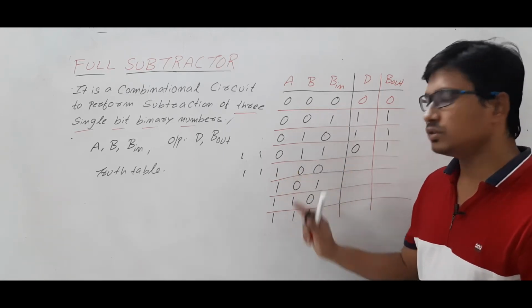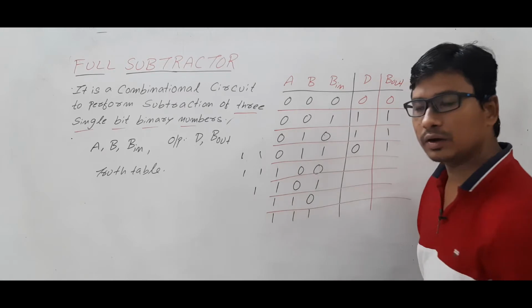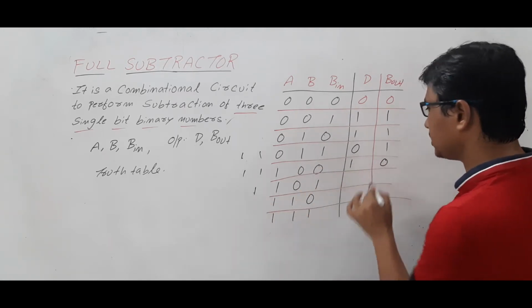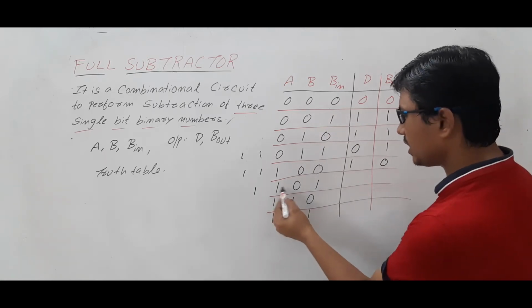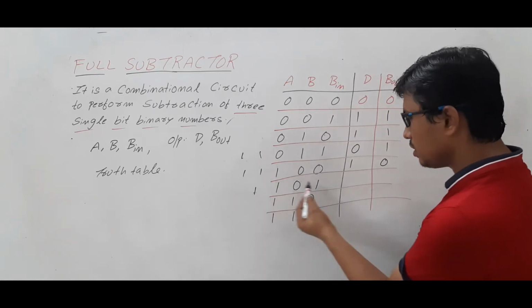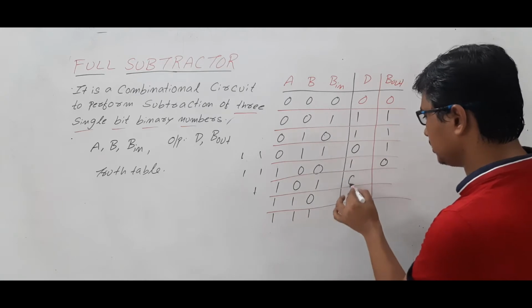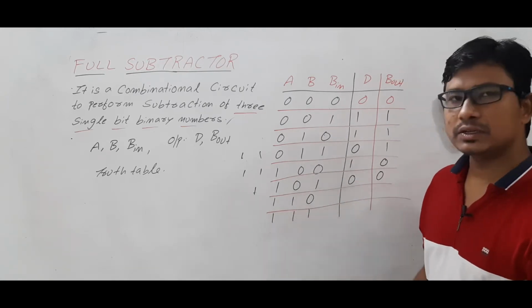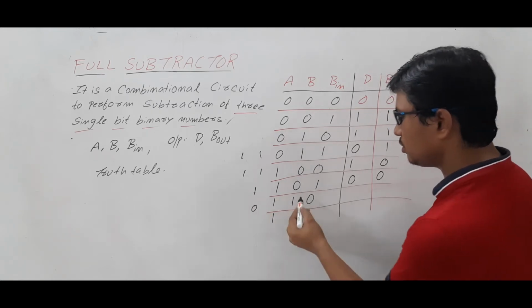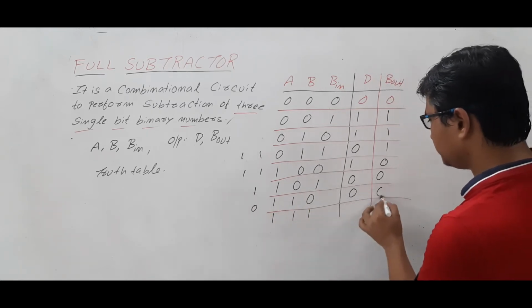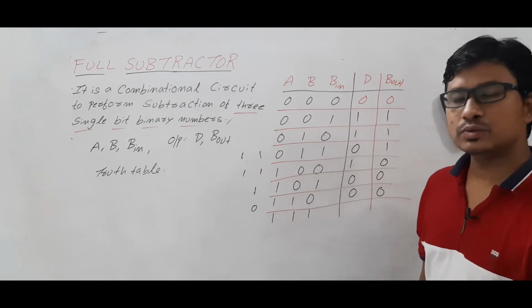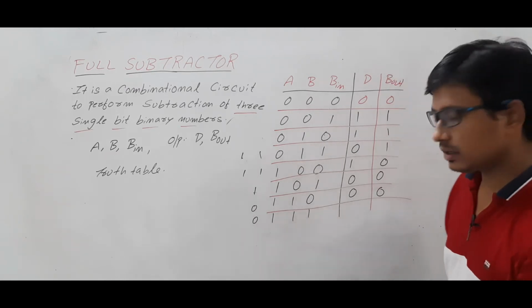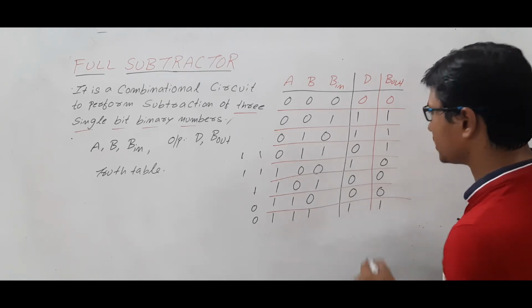Now 1 and 0, the difference is 1. Okay? 1 minus 0, the difference is 1, borrow is 0. Again, 1 minus 1, the difference is 0. Is it clear? And the borrow is also 0. 1 minus 1 is 0. 0 minus 0 is 0. Now 1 minus 1 is 0. Okay, 0 minus 1, the difference is 1 and the borrow is also 1.